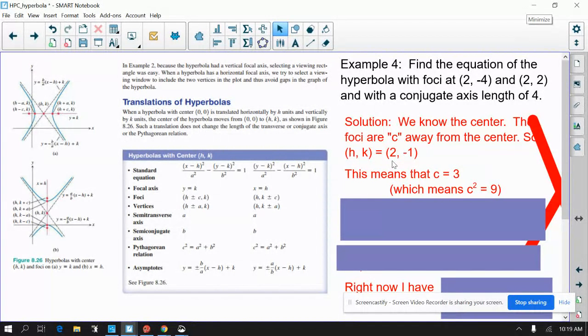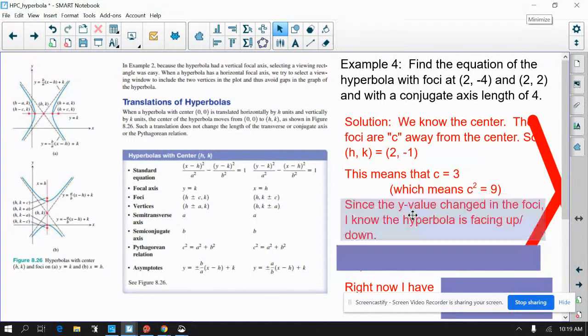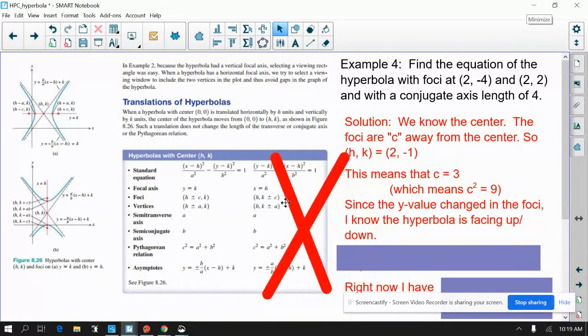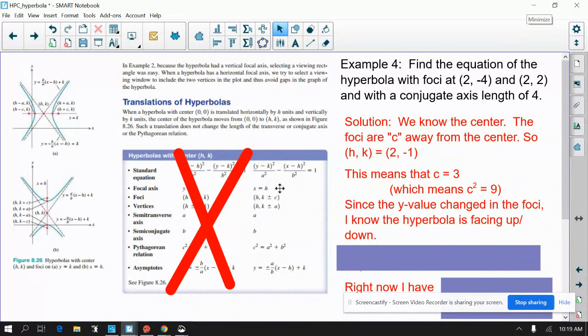Furthermore, since I know the center and I know the foci, that should mean that I know c, because the c value is just the distance from the center to the focus. So I had to go 3 up and 3 down to get these two foci from this center. So c is 3. And yes, I already knew that. Okay, so it's facing up and down. So I'm looking at this one right here.